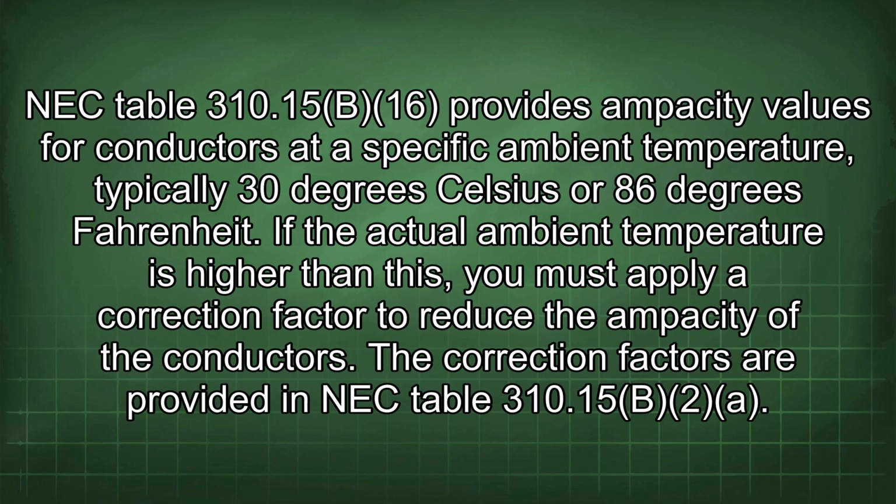NEC Table 310.15(B)(16) provides ampacity values for conductors at a specific ambient temperature, typically 30 degrees Celsius or 86 degrees Fahrenheit. If the actual ambient temperature is higher than this, you must apply a correction factor to reduce the ampacity of the conductors. The correction factors are provided in NEC Table 310.15(B)(2).